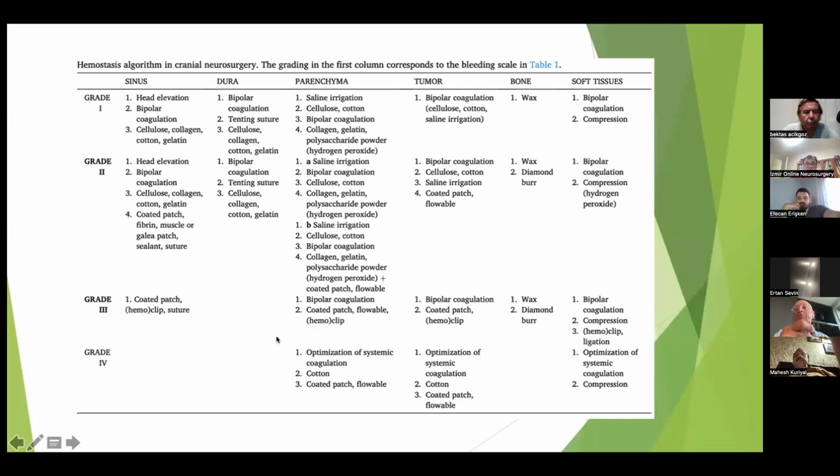So essentially, if there is minor bleeding, simple measures like head elevation, bipolar coagulation, and oxidized regenerated cellulose, collagen, and cotton or gelatin can be used. It depends on the type of area that is affected. If it is a grade 1 bleeding related to tumor, you can use bipolar coagulation. Whereas as the grade increases, maybe you will have to use a clip or a coated patch.